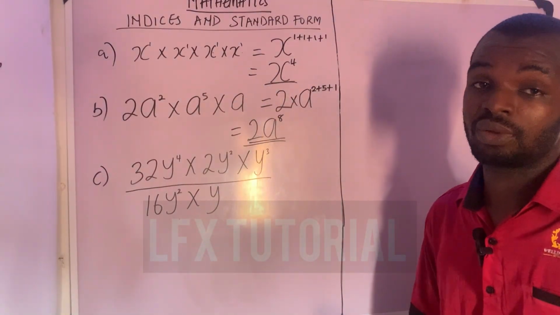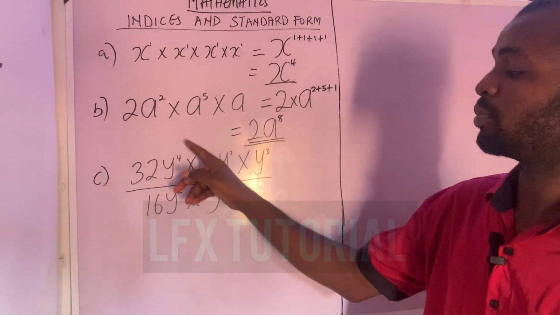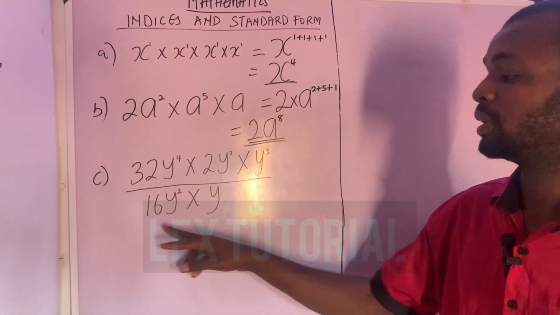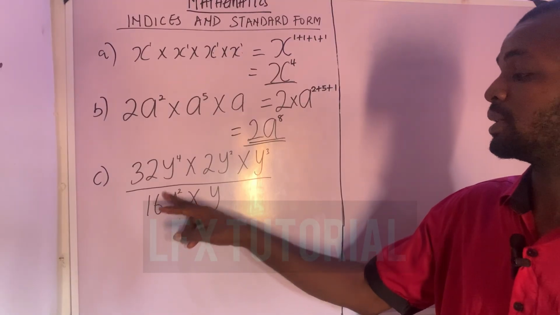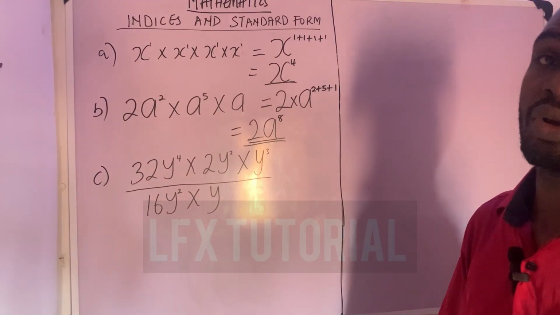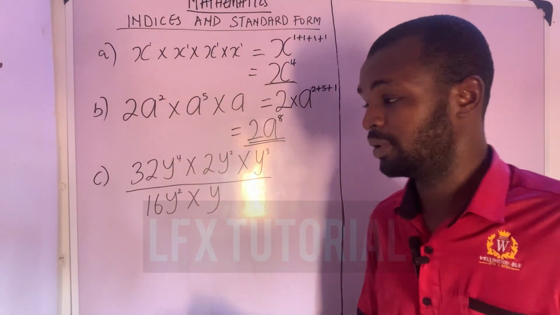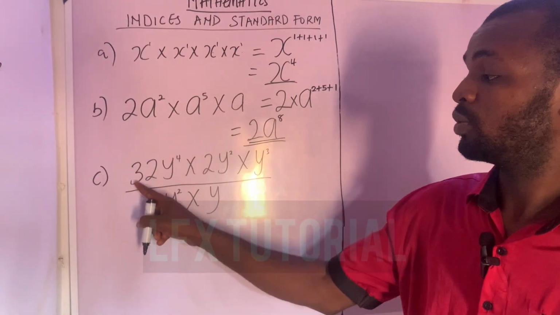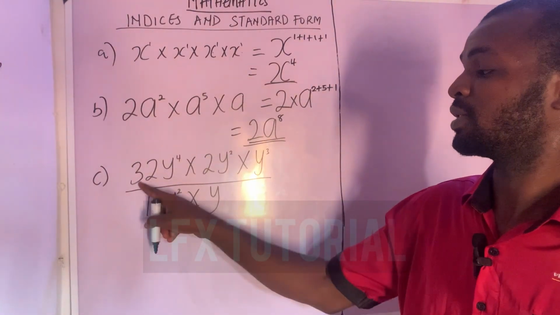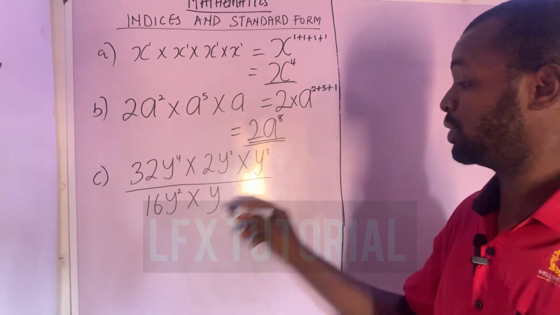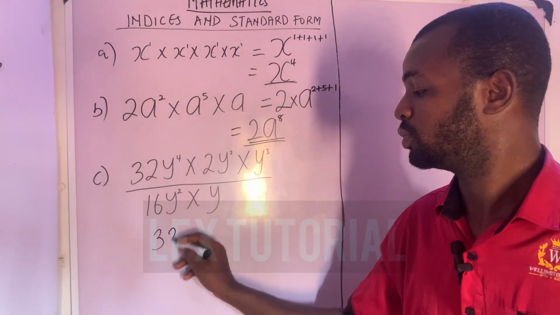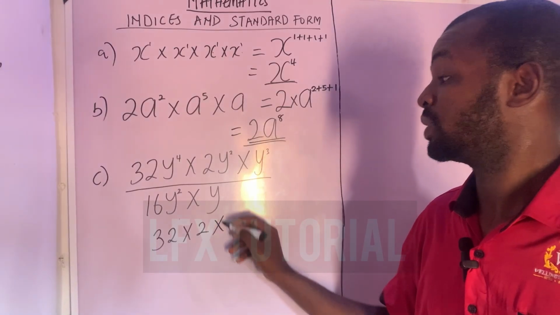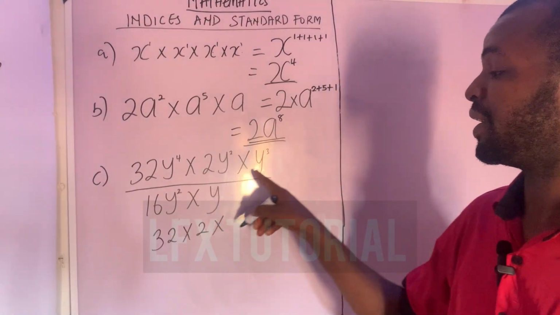This is another question. 32y raised to power 4 times 2y raised to power 2 times y raised to power 3 is divided by 16y raised to power 2 times y raised to power 1. So the first thing you do, like I told you, is bring out the numbers first. There is 32 here and there is 2 here. So you bring it out. We have 32 times 2, then times y.